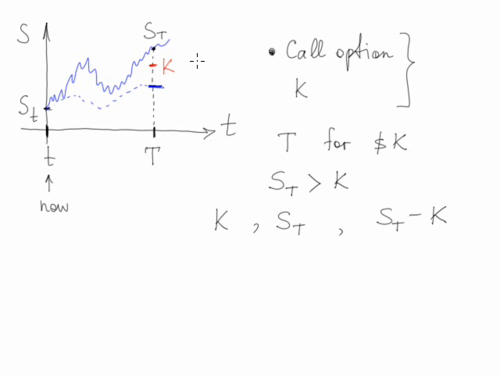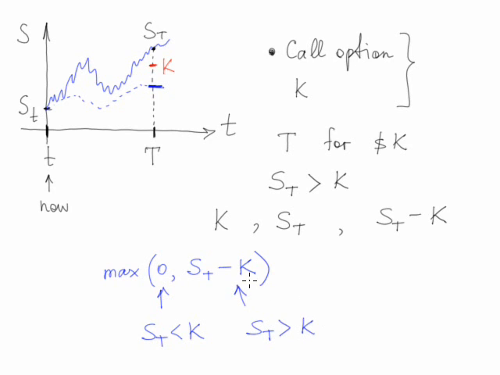So if we write the profit from the option, it's the maximum value of 0 and S_T minus K. So if S_T is less than K, then we don't exercise it, and if S_T is more than K, then we get this profit S_T minus K. So that's basic information about a call option, and now what we would like to do is to calculate the probability.